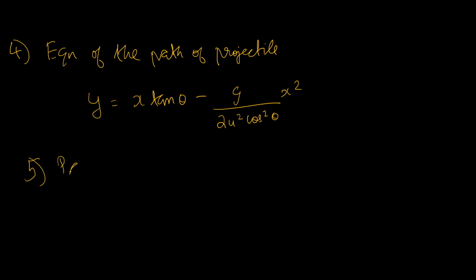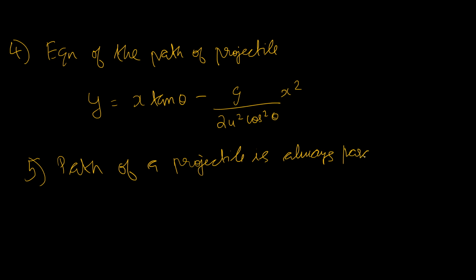The next one is an entrance point. Path of a projectile is always parabolic. This is an entrance point.